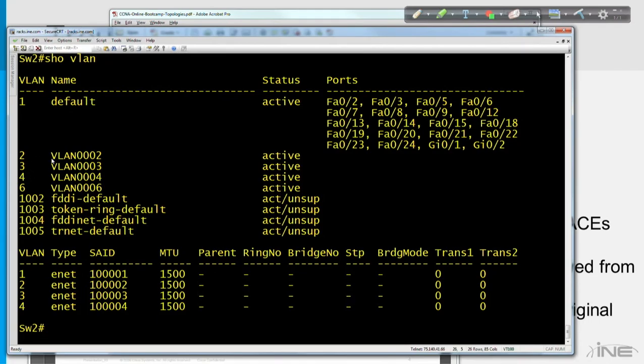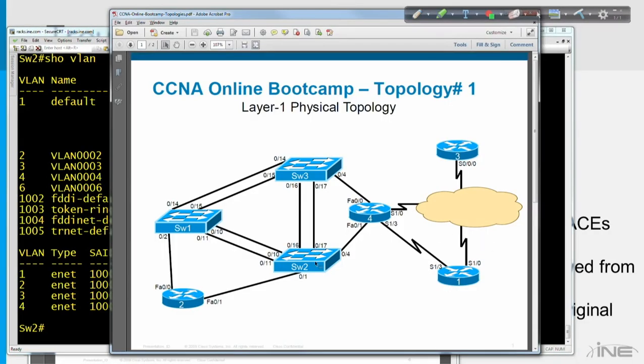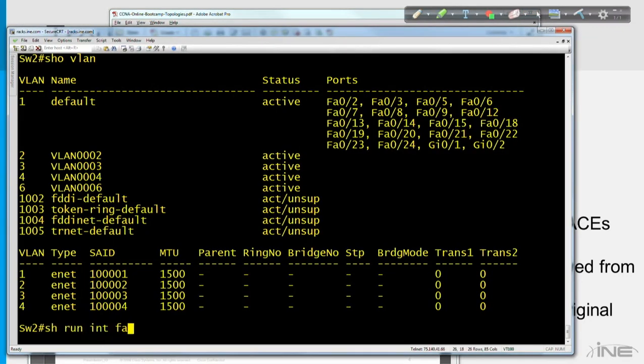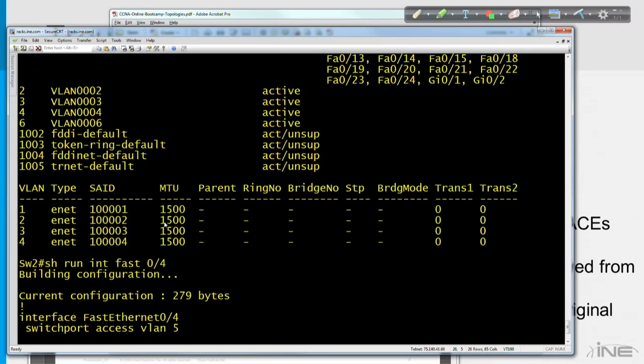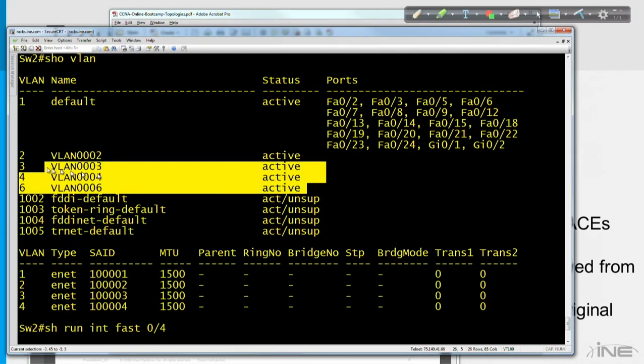Let's check the configuration of the actual physical port that's connecting switch 2 to router 4. Checking my configuration here, that is port 0/4. Show run interface FastEthernet 0/4. Well, I think we've identified at least one problem. The interface is correctly configured to be in VLAN 5. It is an access port, but VLAN 5 does not actually exist. That's going to be a problem.